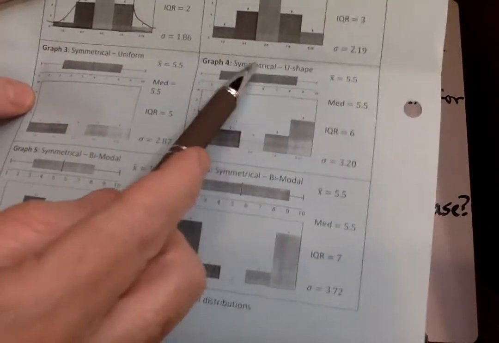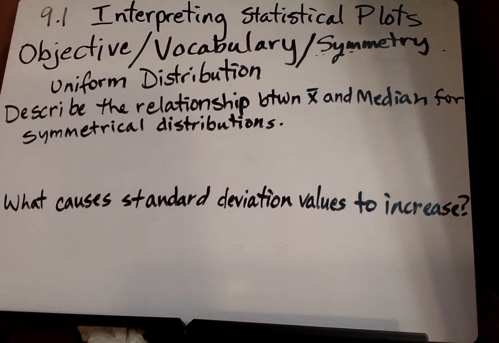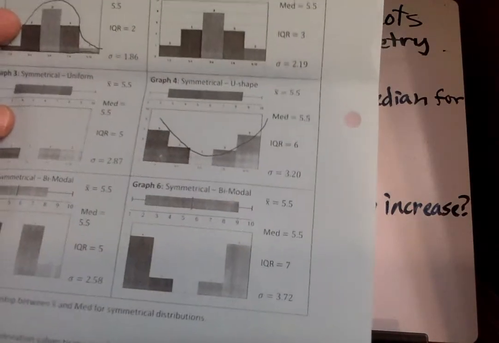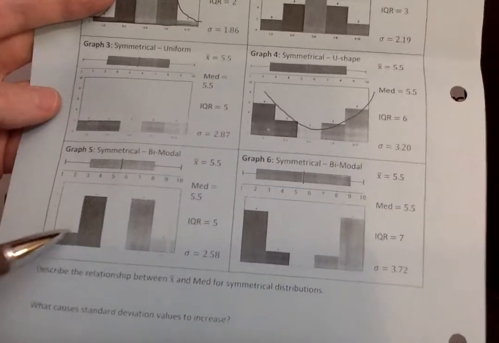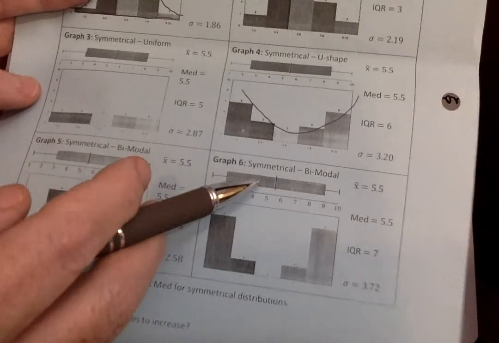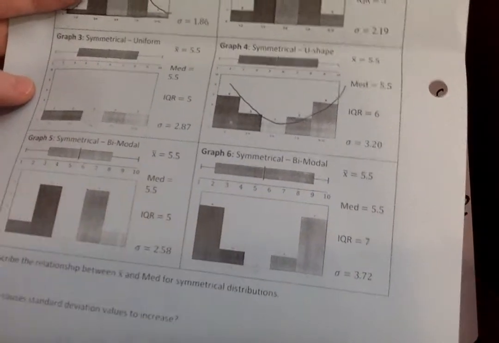Here is a U-shaped, it's symmetrical, but it's not like a bell. It's like an inverted bell, so it's called U-shaped, okay? This is bimodal. Bimodal means there are two modes, which means there are two towers. You think of it as two buildings next to each other, okay? And this is also symmetrical and bimodal. See, the two can be at the ends rather than the middle.